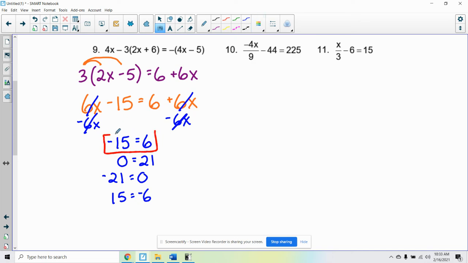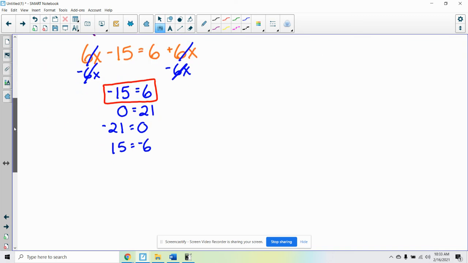Negative 15 does not equal 6. That's a not true statement. And there's no x's left. So that means there's no value of x that could ever make this thing be true. No matter what, it's always going to make no sense at all. It's going to be a false equation. It cannot be true.